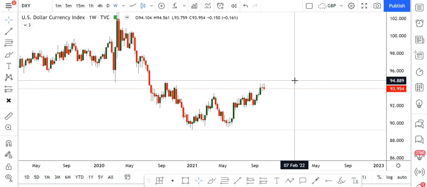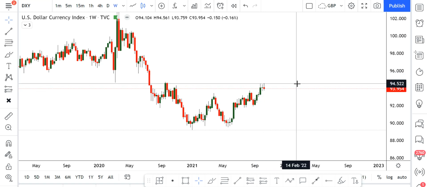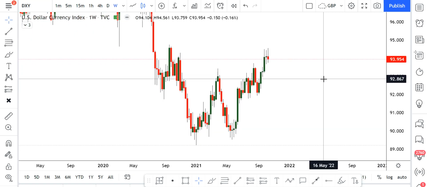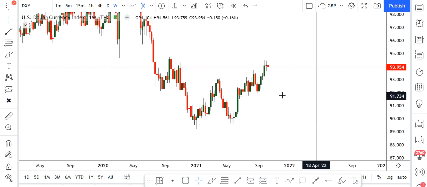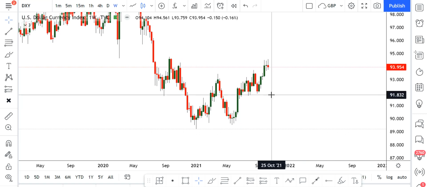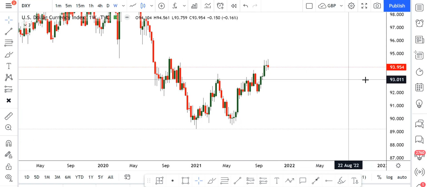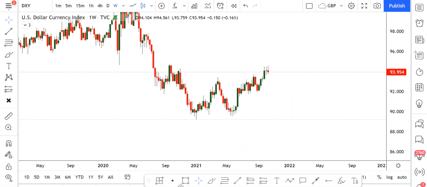Welcome to another weekly analysis whereby we drop analysis on currency index. Now, before we go far, we're going to be starting with the dollar index. That's what we're going to be starting with. So let us check the dollar index starting from the weekly time frame.